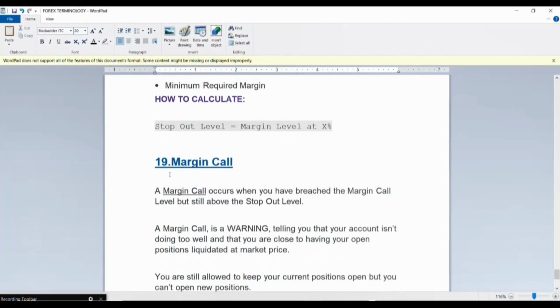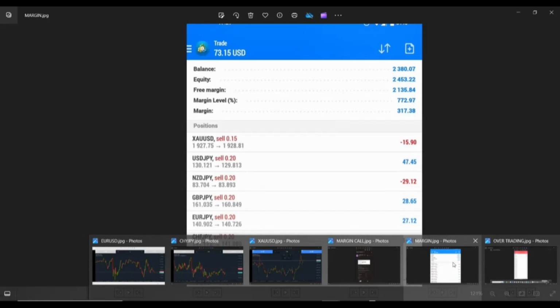Let's look at the last one, which is the margin call. A margin call occurs when you have breached the margin call level but are still above the stop out level. A margin call is simply a warning that your broker will send to you. If your account balance has gone below and you do not have enough margin to stay in the trade, then you are going to receive a notification from your broker telling you that you can no longer be in this trade. You are going to close your positions. And this varies with different brokers.